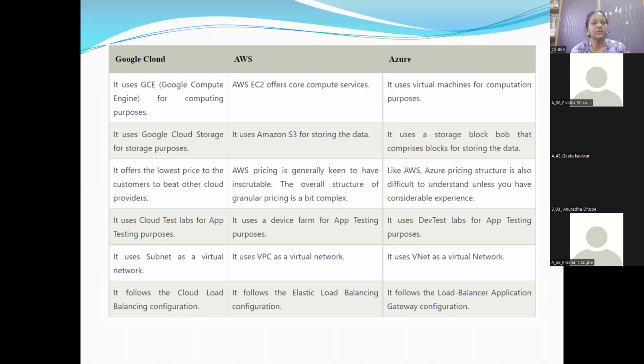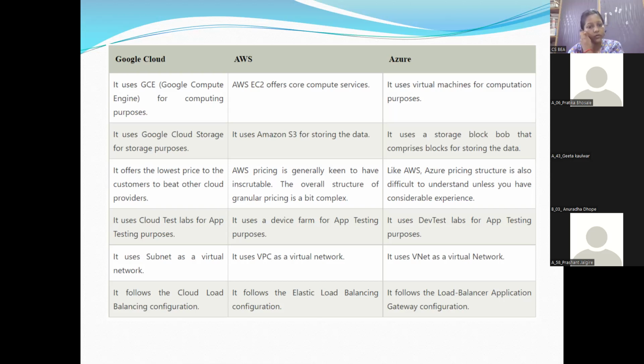Again, Google Cloud uses Google Cloud Storage for storage purposes, as we are already using the facilities provided by Google. AWS uses Amazon S3 for storing the data. Azure uses Blob storage, which comprises blocks, for storing the data. How it works and the details we have already covered; we are just discussing the differences now.